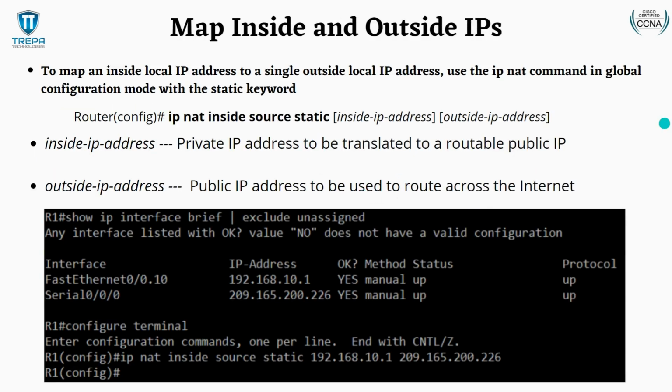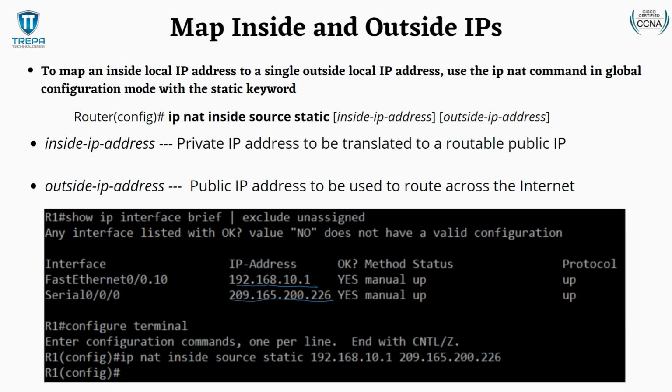So we can see here, first step, map the inside and outside IP addresses. As you can see here, on our router, we do a show IP interface brief, and we see our inside address here is FastEthernet 0/0.10. Our outside is this public IP address, which belongs to serial port 0/0/0.